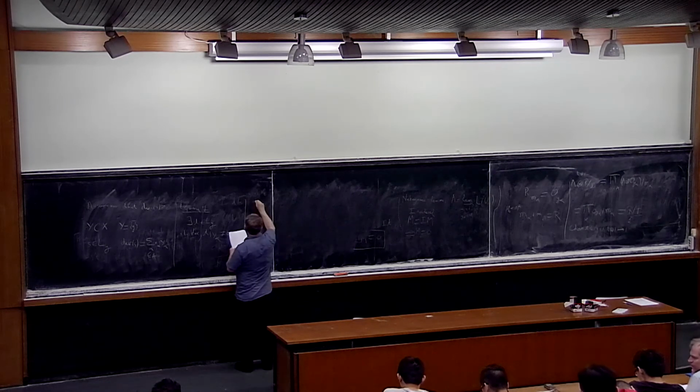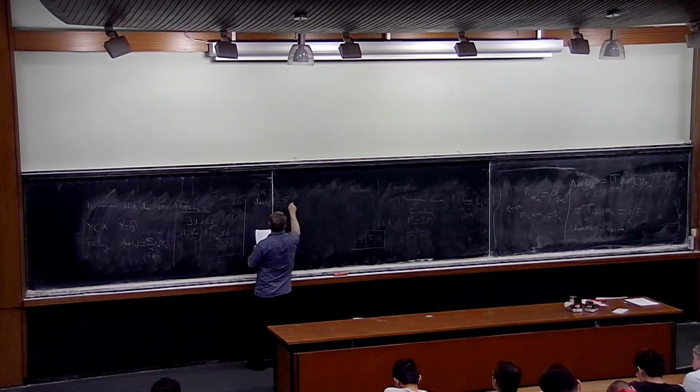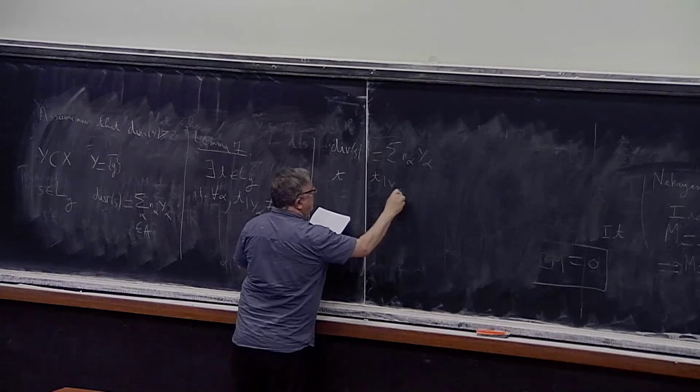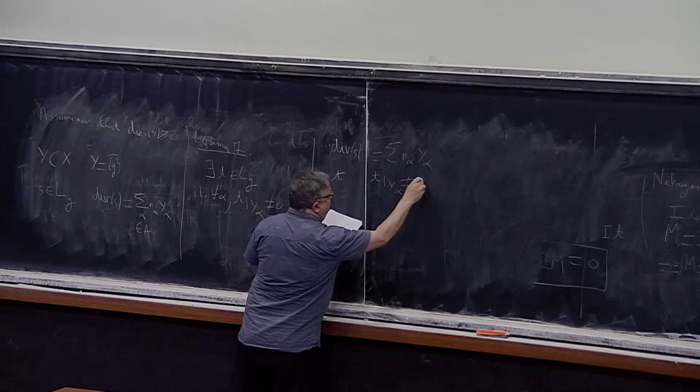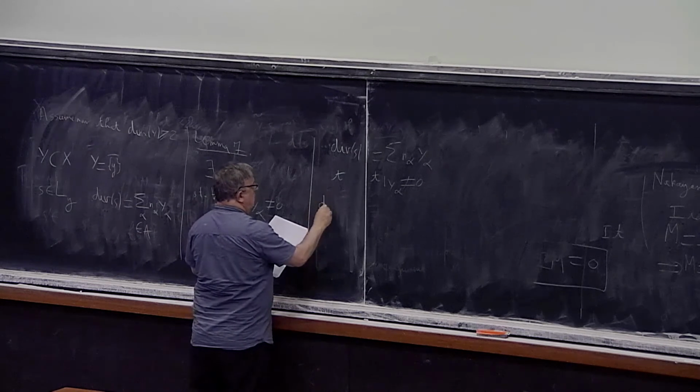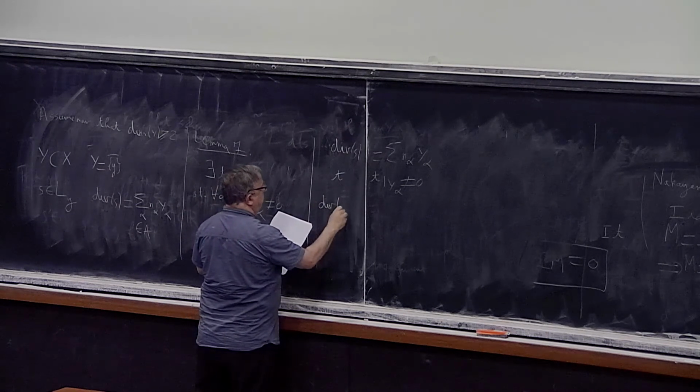So we have that the divisor of S is the sum of n_alpha Y_alpha, and we have this section T which does not vanish on any of the Y_alpha. So we can consider the divisor of T.